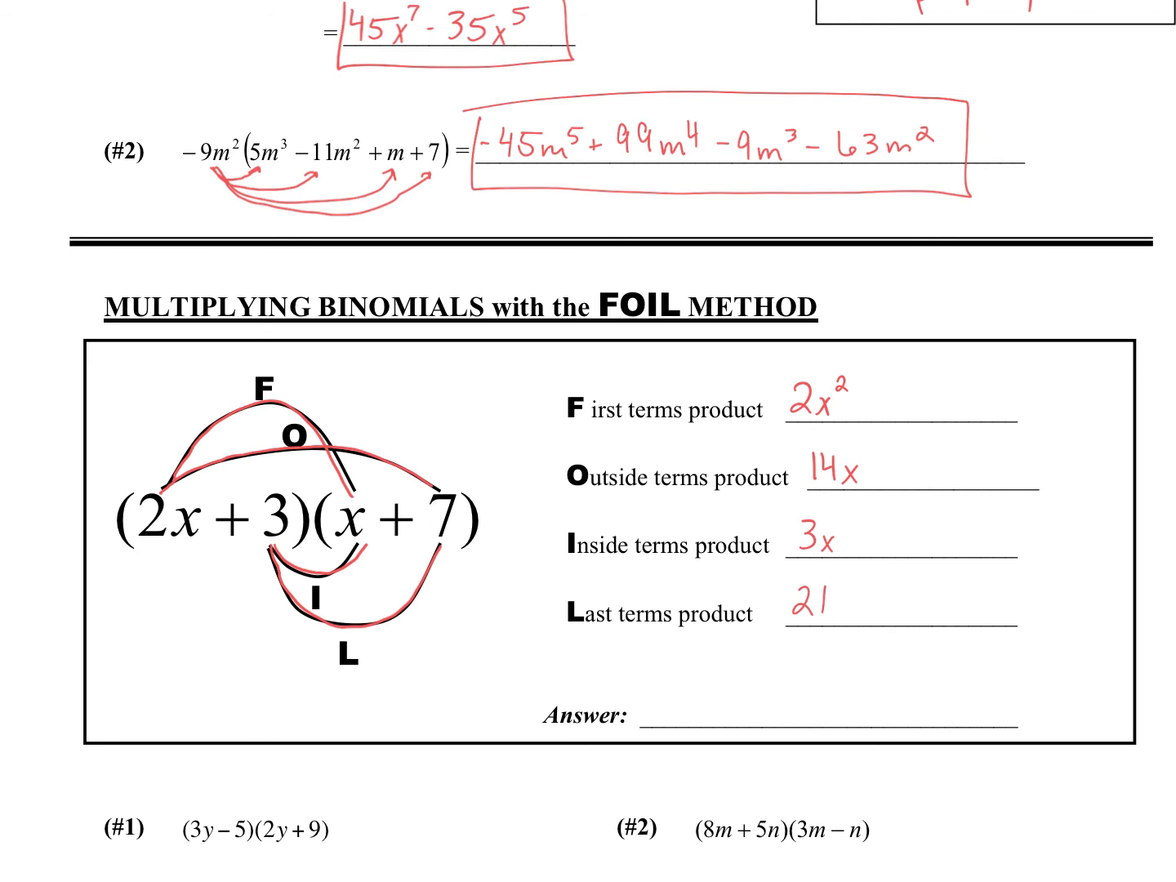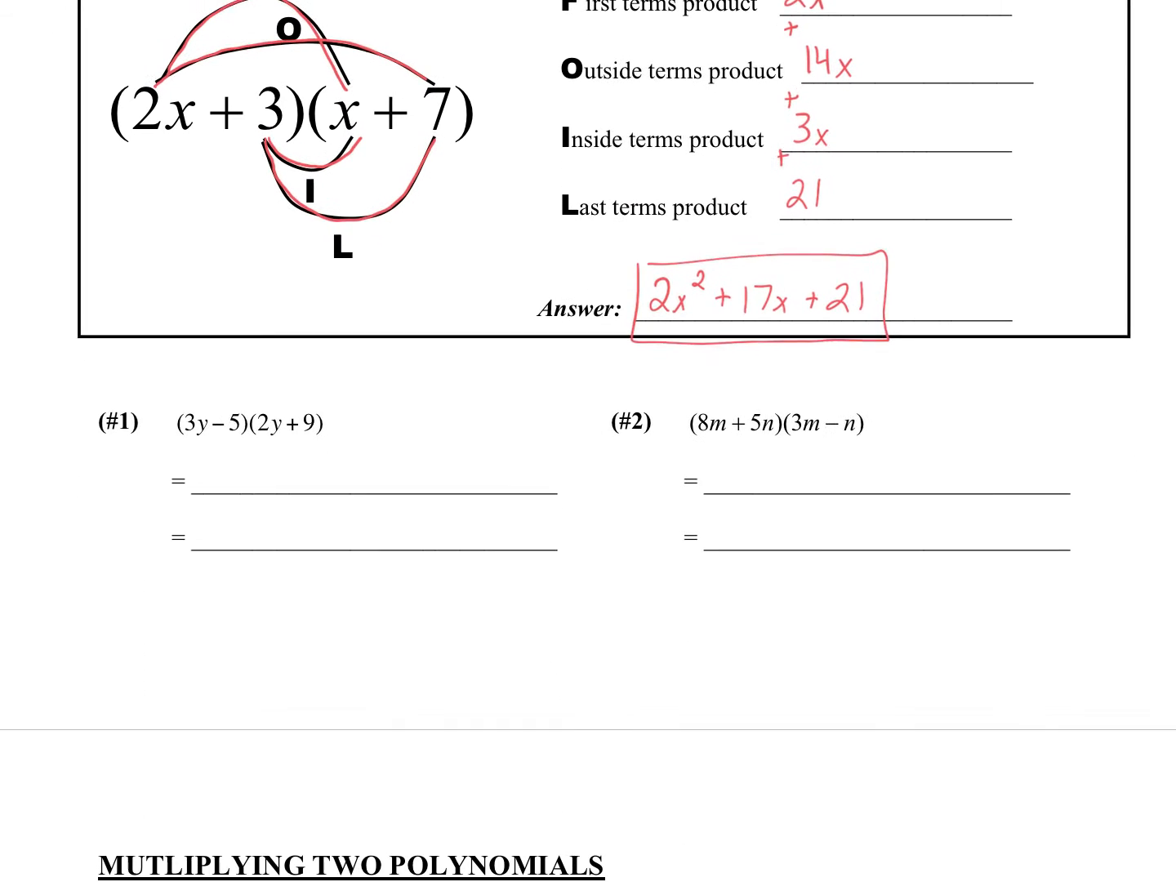Then we just add all of these together. We have 2x squared. Again, we're going to combine like terms when we can. So 14x plus 3x is 17x, plus 21. And that is our final answer. Let's try a few examples of this.